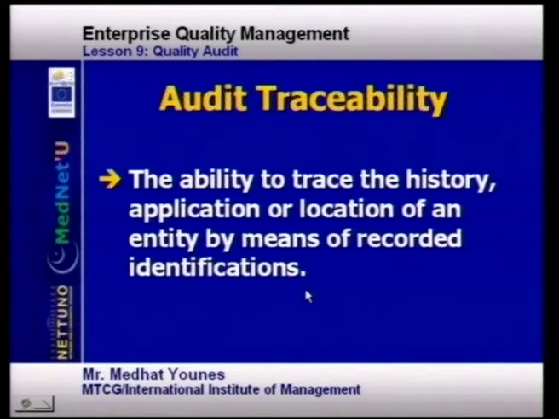Audit traceability. Audit traceability is defined as the ability to trace the history, application, or location of an entity by means of recorded identifications. In a product sense, it may relate to the origin of materials and parts, the product processing history, the distribution and location of the product after delivery.